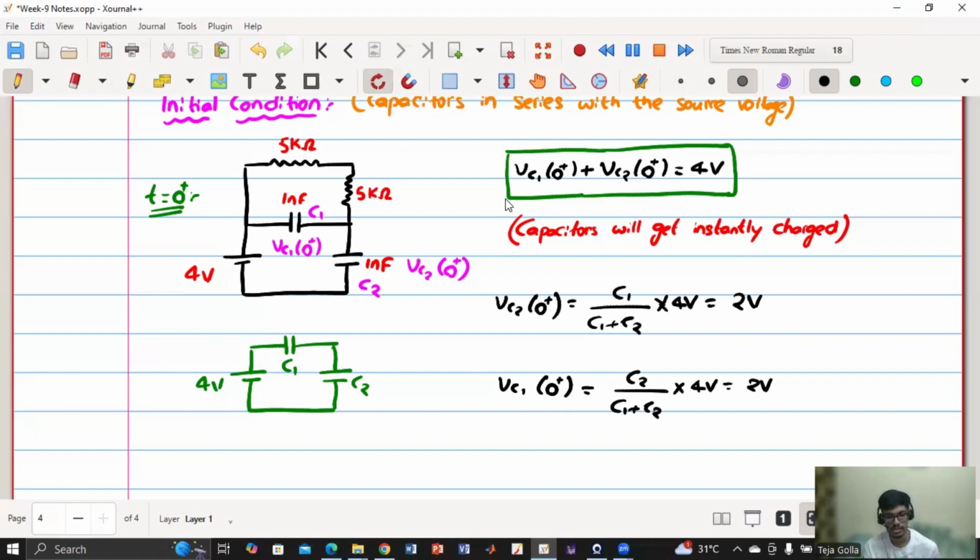Is this clear? Or do you have any doubts? If there is a single capacitor and a single resistor, and the supply is connected to them, then the capacitor voltage, if it is initially zero, will remain at zero initially. After that, it will slowly get charged.